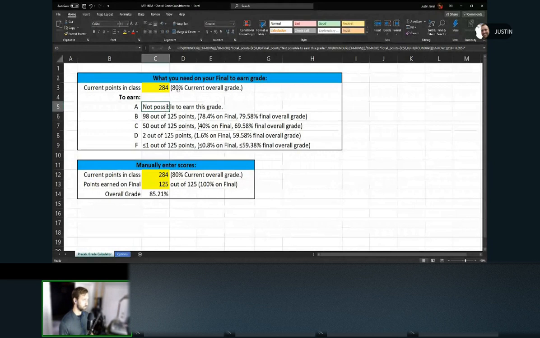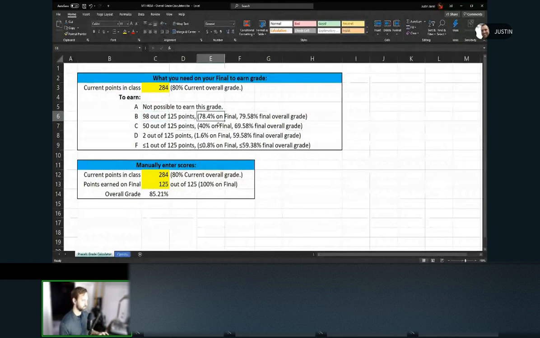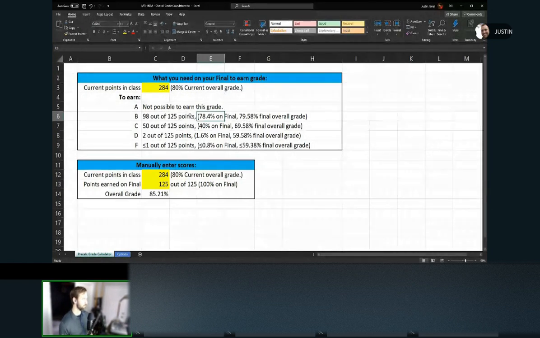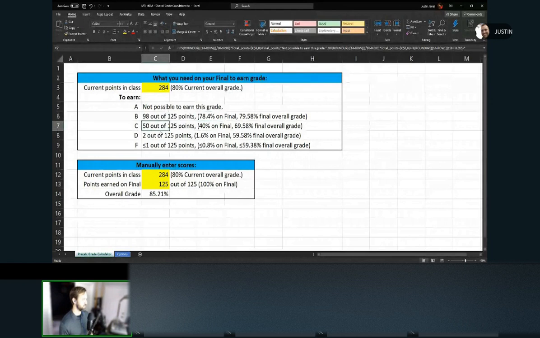You have a really low B, an 80. You can't expect your grade to jump 10%. But if you want to keep your B, you need to get at least a 98 out of 125 points. And that'll give you a 78.4 on the final. And then your overall grade is going to be a 79.58. And it will round up. So in the gradebook, it rounds up to a B. And that's why it's like that. And then, of course, if you want to keep a C, you need to get a 50 out of 125.